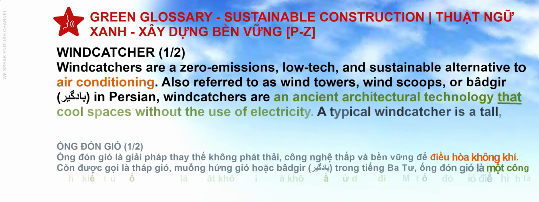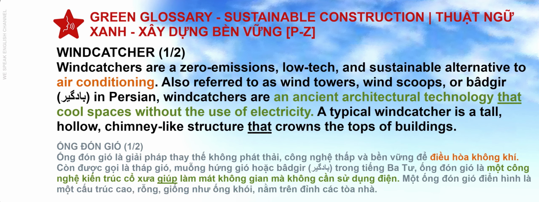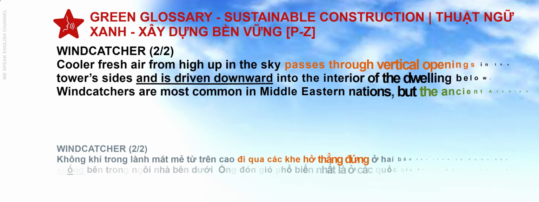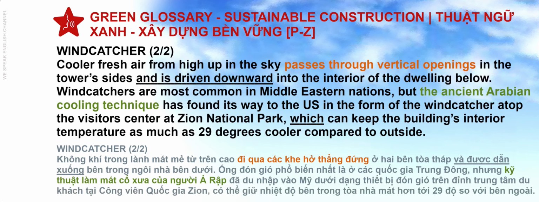Wind catcher. Wind catchers are a zero-emissions, low-tech, and sustainable alternative to air conditioning. Also referred to as wind towers, wind scoops, or badgir in Persian, wind catchers are an ancient architectural technology that cools spaces without the use of electricity. A typical wind catcher is a tall, hollow, chimney-like structure that crowns the tops of buildings. Cooler fresh air from high up in the sky passes through vertical openings in the tower's sides and is driven downward into the interior of the dwelling below.